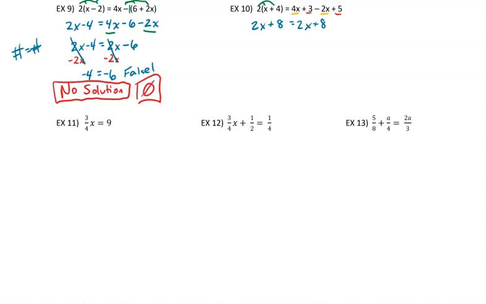And you can already probably see what's going to happen again. If we try to move x's to one side, then both of them cancel. In this case, though, we have 8 equals 8. So remember, we have to ask ourselves, is this a true or false statement? Well, in this case, 8 does equal 8. That's true. So it's not no solution this time. Instead, we say that the solution is all real numbers.